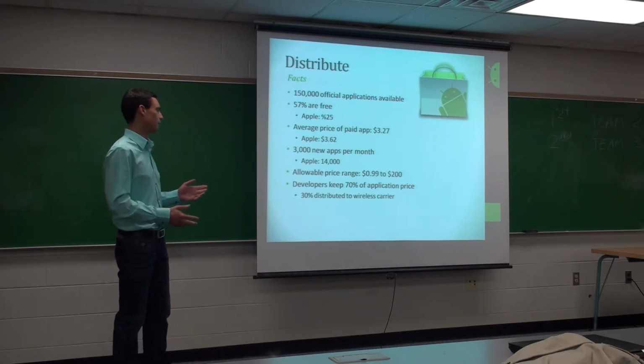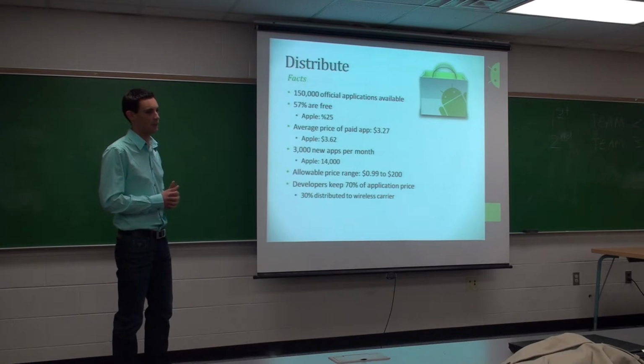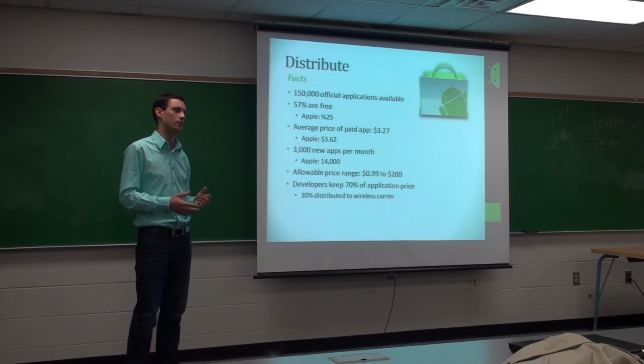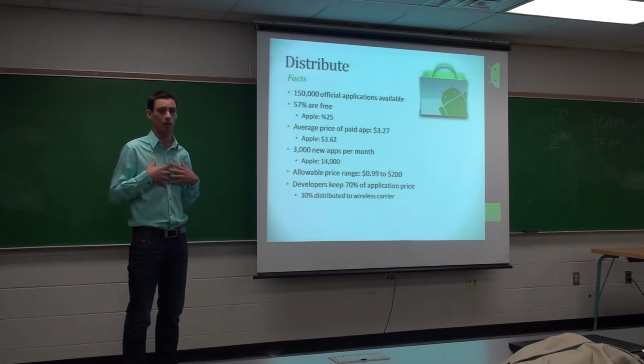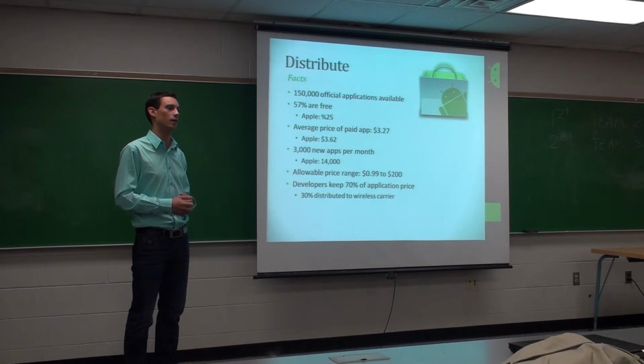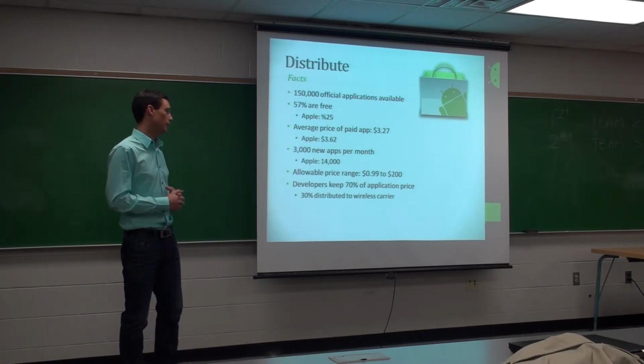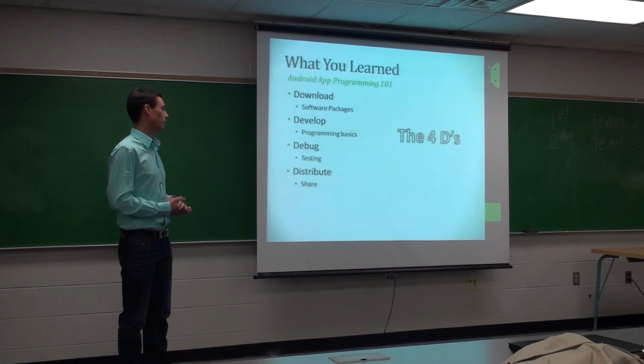So the allowable price range for an app in the market is 99 cents to $200. And of this price, you get to keep 70%. Now what's cool is Google takes the other 30%, but instead of keeping it like Apple does, they distribute it to your wireless carrier such as AT&T or Verizon. I thought this was very neat. So we'll go ahead and move on.